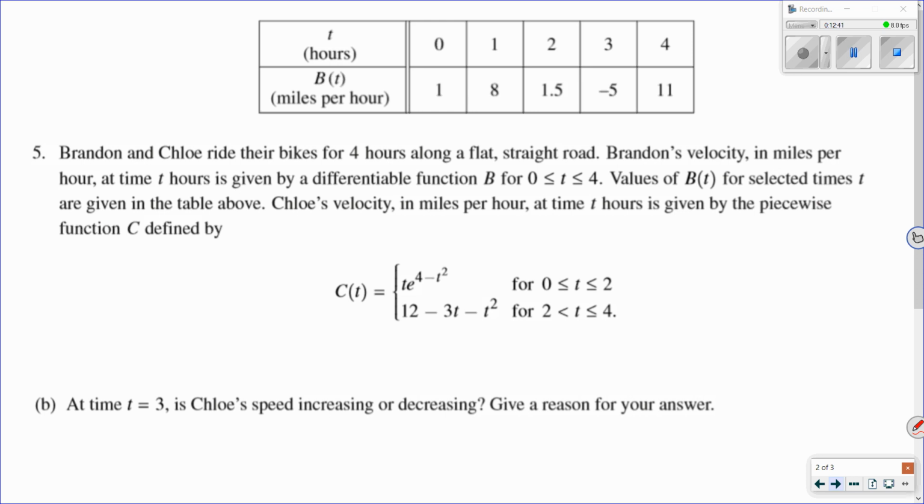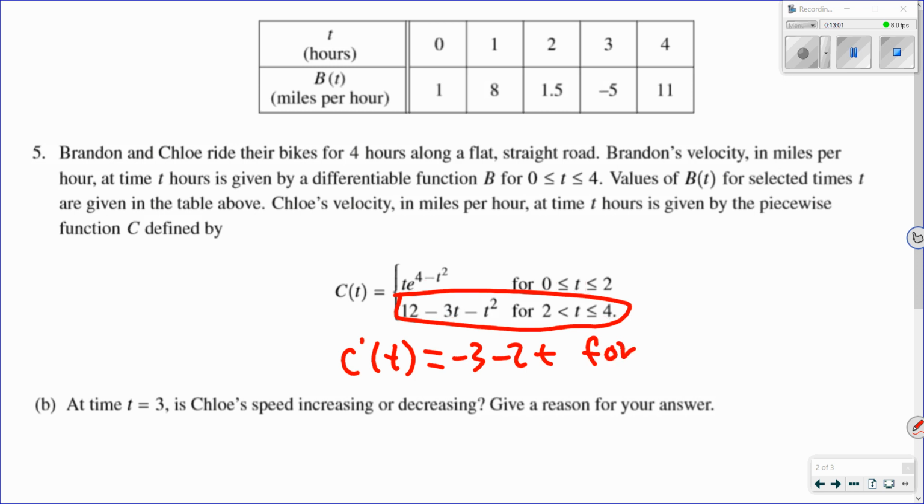So part B says, at time equals 3, is Chloe's speed increasing or decreasing? Give a reason. So just remember, find the derivative, c prime of t. If it's at time equals 3, we only care about this part of the function. So I'm going to find the derivative of that part of the function. That would be -3 minus 2t. And I'm going to put off to the side for when t is between there. So let's find out what her velocity was at that point. If I plug 3 in, c prime of 3 equals -3 minus 6. So it's equal to -9.